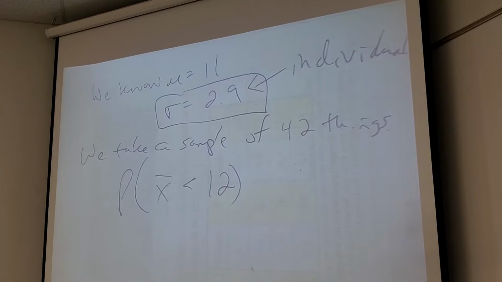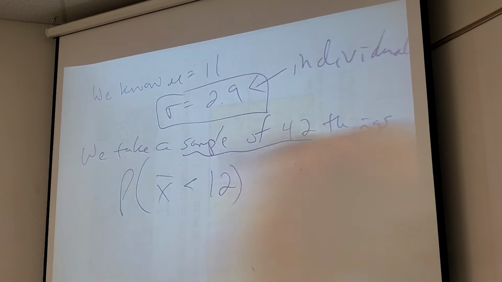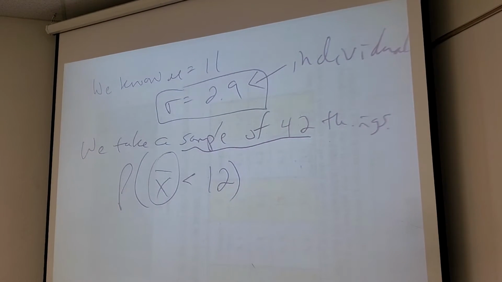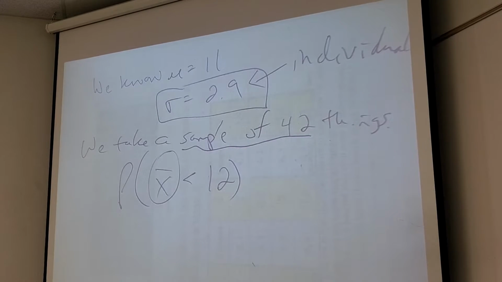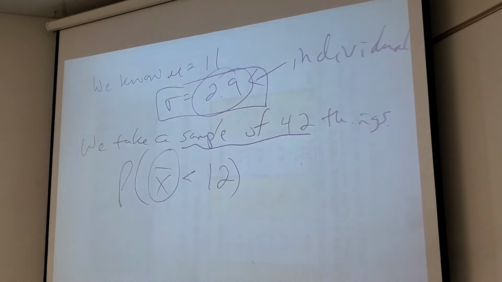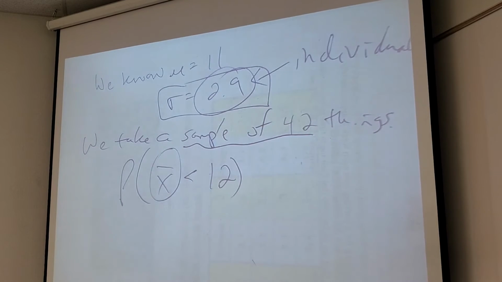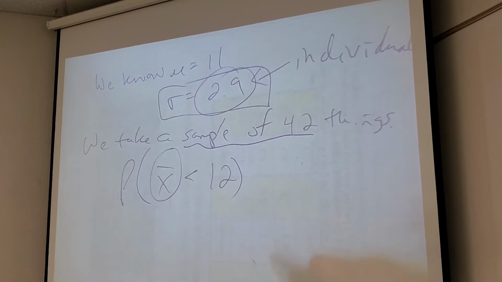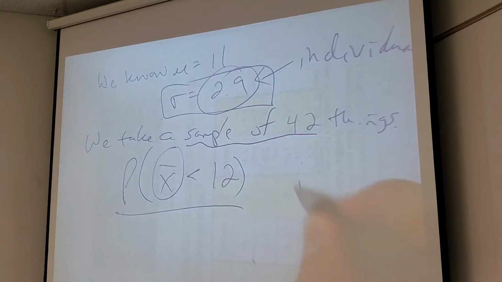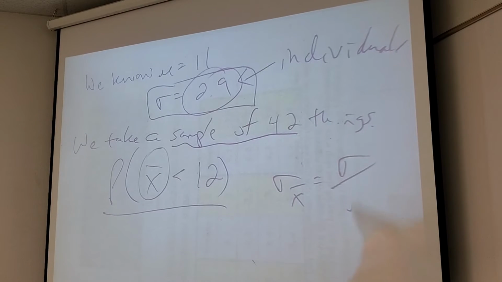But what is the trigger now? I took a sample and I asked about the sample mean. I know I have to change the standard deviation now. I can't use this one, because it only works for questions about individuals. How do I get the one that works for this problem? I take the old one divided by the square root of n.